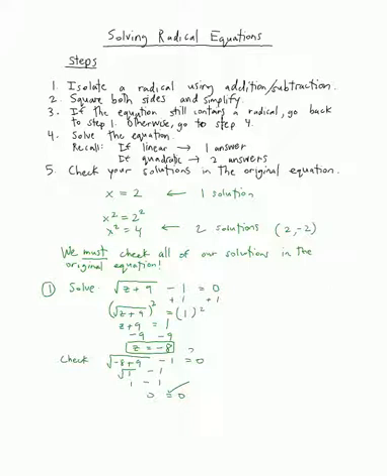Alright, let's try another one. So problem 2, we're going to solve the following. It'll be a similar example. Square root of 5p plus 8 plus 7 equals 5. So step 1, isolate the radical. We're going to subtract 7 from both sides. We end up with square root of 5p plus 8 equals negative 2.